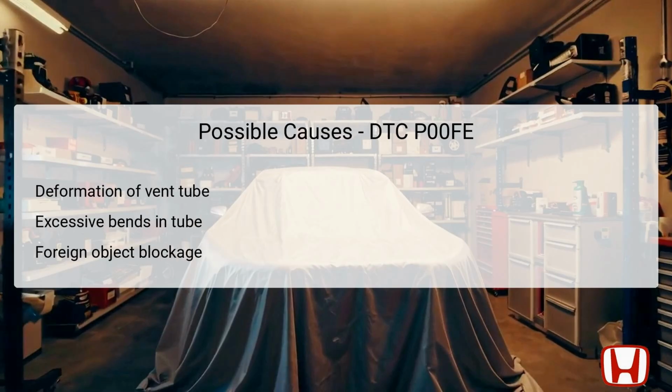The potential causes of DTC P00FE include deformation of the vent tube, excessive bends, or foreign objects that obstruct airflow. A deformed vent tube can limit its ability to function as intended, causing pressure fluctuations within the system. Similarly, if the tube has excessive bends, it may create restrictions that hinder airflow, resulting in a blockage. A foreign object could be anything from dirt to a broken piece of plastic that inadvertently entered the vent line during an inspection or repair process.